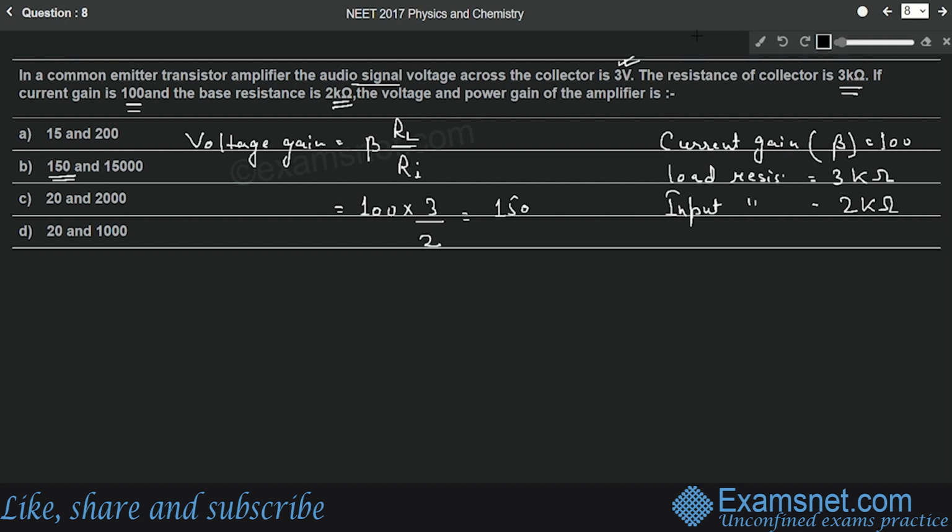But still we'll find the power gain as well. So again a simple formula, power gain is equal to current gain into voltage gain. Okay. So current gain was 100 and voltage gain we have calculated as 150. So what do we get? We get 15,000. Okay. So now it's confirmed that option B is the correct answer.